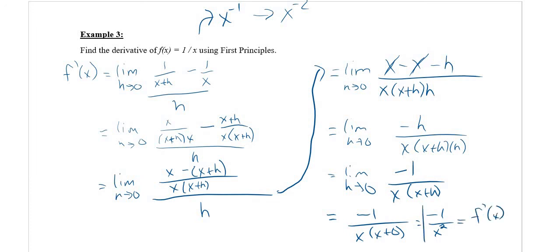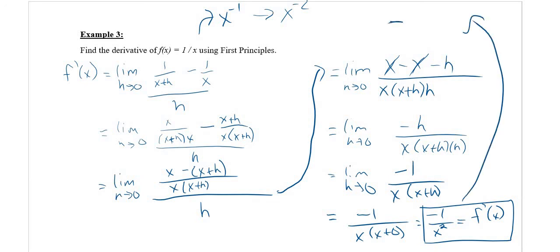which is equal to f prime of x. And take a look at that. 1 over x squared, which we know that we could rewrite as negative x to the power of 2. So we see that rule still works here.